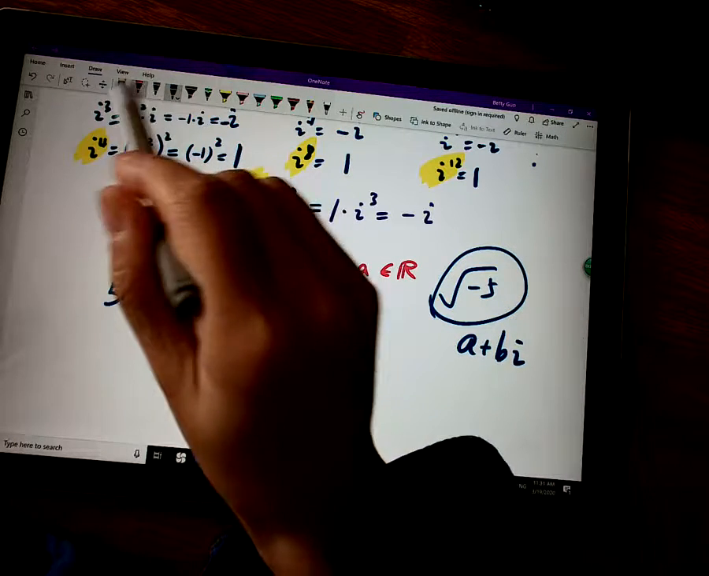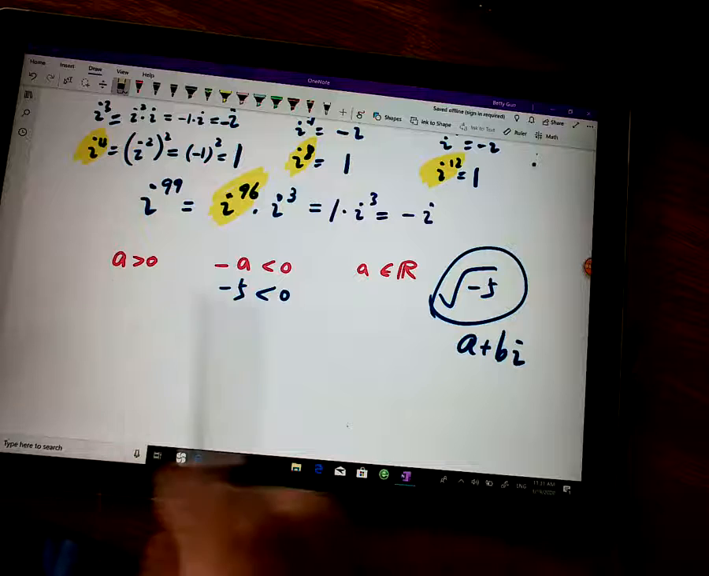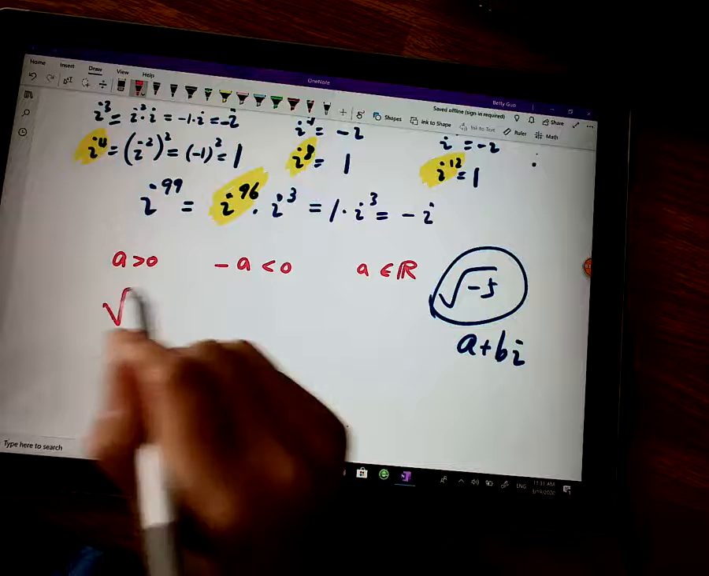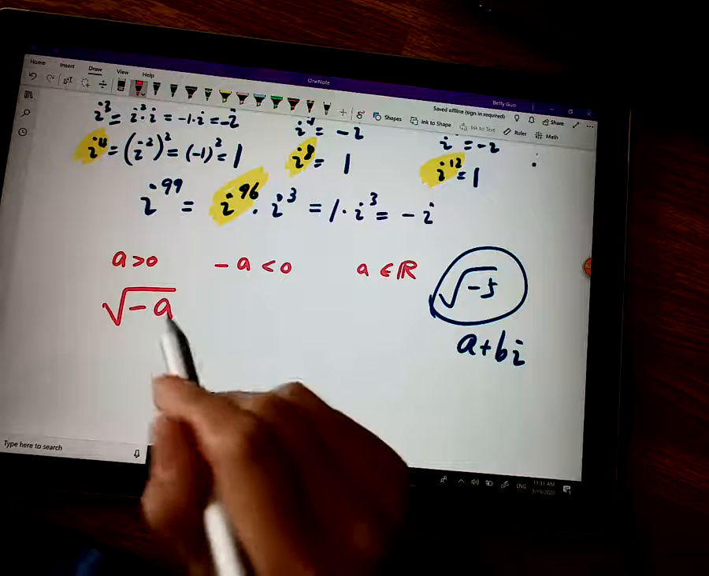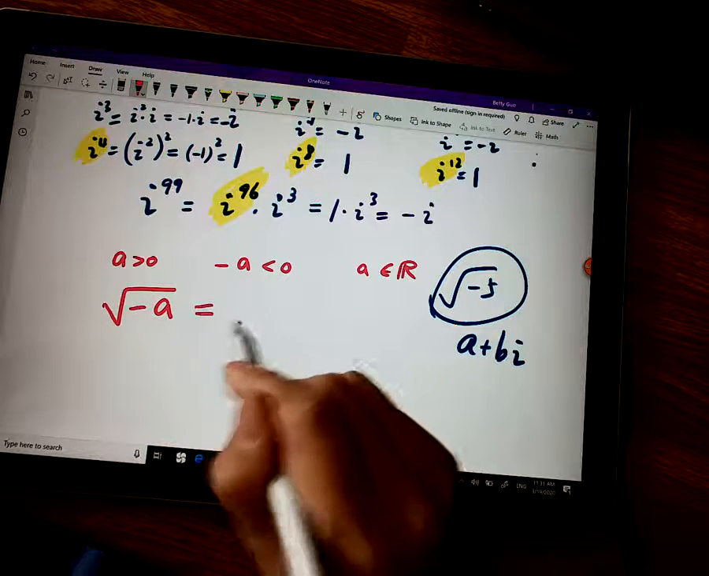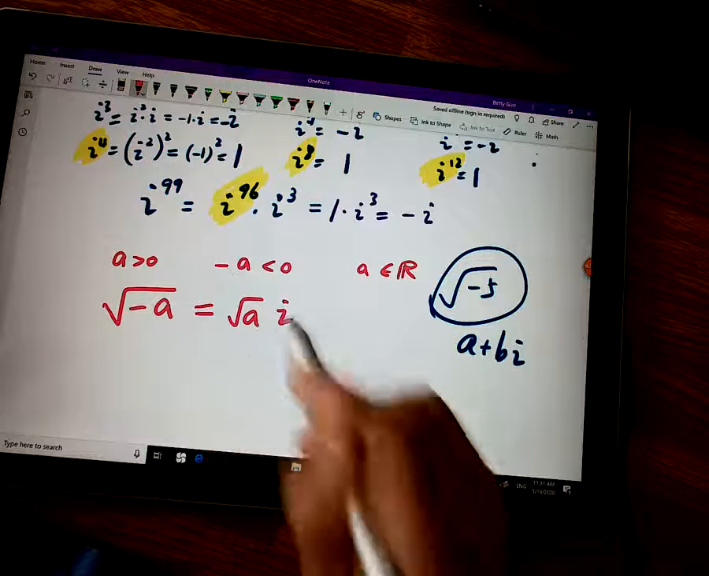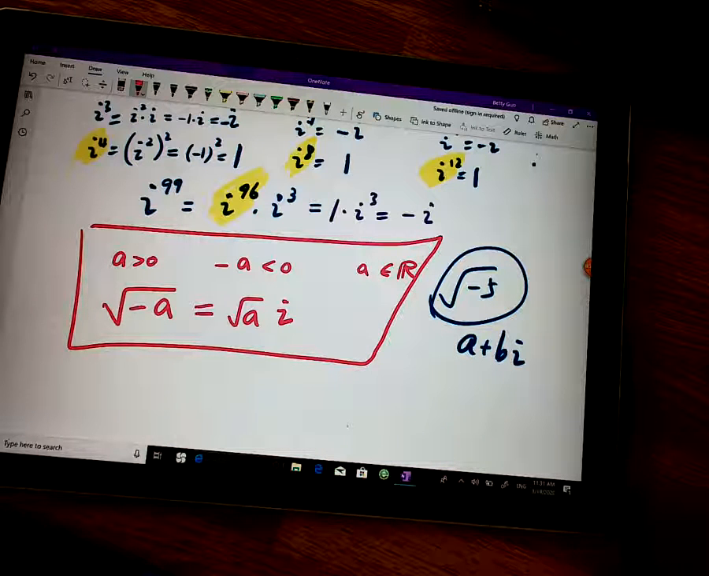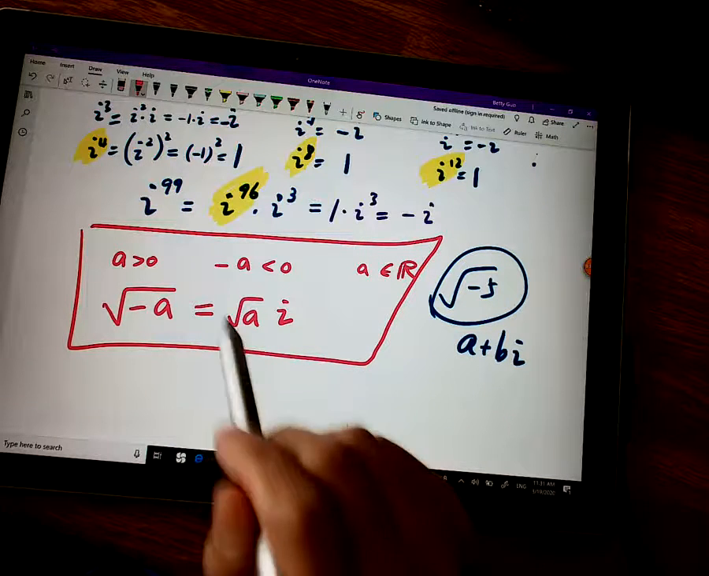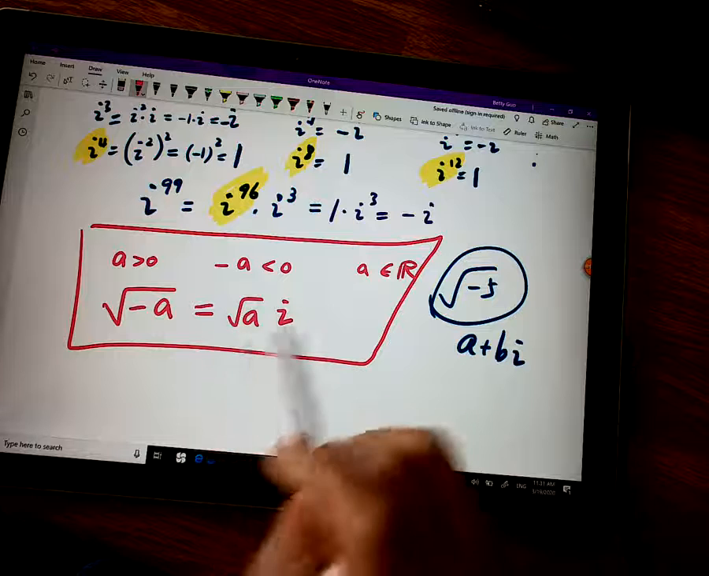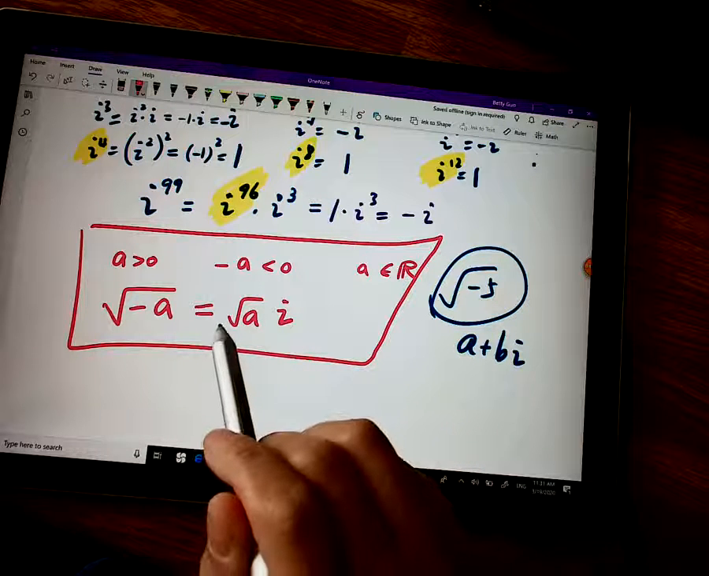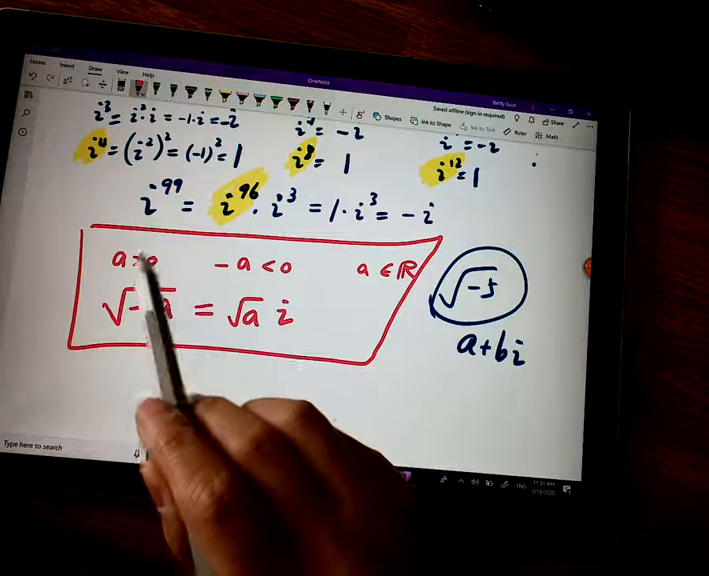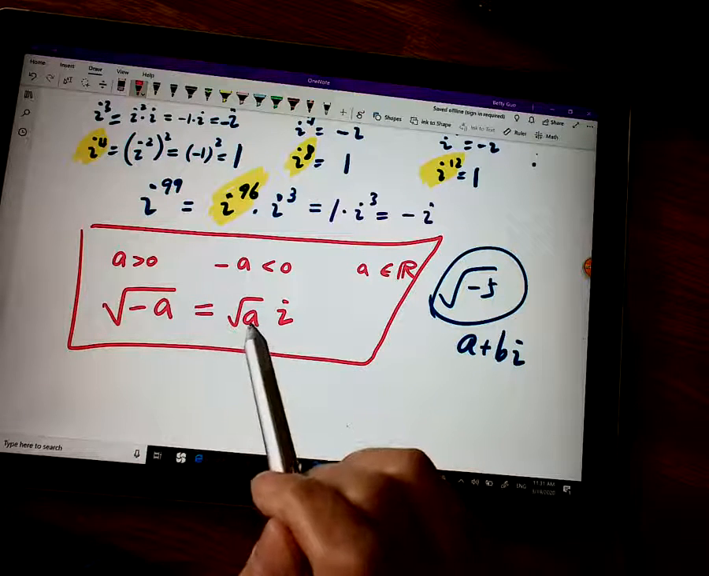How are we going to do that? This is going to be a formula. I write it in red. The square root of negative a equals the square root of a times i. Okay, very, very important formula. This is the standard form of the complex number. The real part is 0. The imaginary part is the square root of a. Because a is positive, the square root of a is going to be a real number.